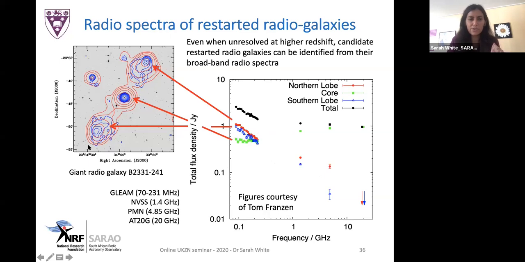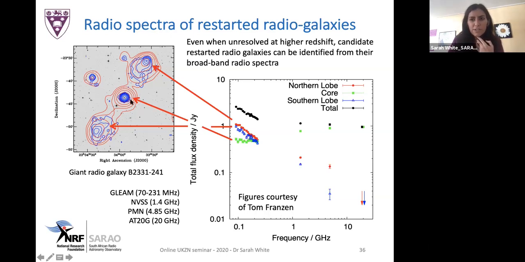And here is just one particular extended radio galaxy. I believe it's 1 megaparsecs across, so a giant radio galaxy. And it's so large that it's actually resolved into individual components in GLEAM. And that means we can use the excellent coverage from the MWA to probe each of those components separately. We can see the northern and the southern lobe represented by these blue and red data points, and they show our typical steep spectral emission.